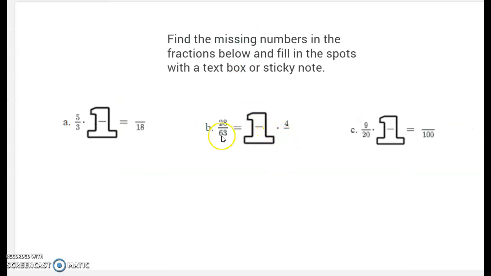And the second slide is the same thing. There are just 3 more that you're going to fill out. And again, you'll use a text box or a sticky note to fill in those 3 empty blanks. So 5/3 times what is equal to 18-something over 18? So you're just doing the same exact thing.